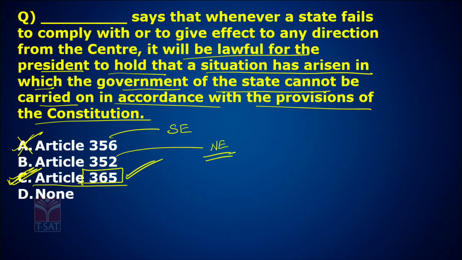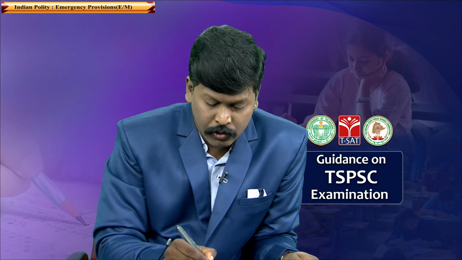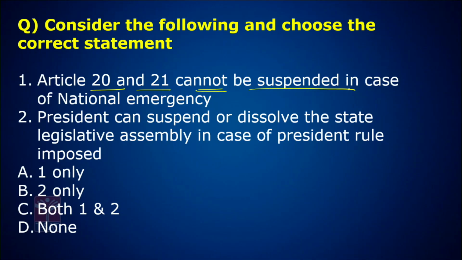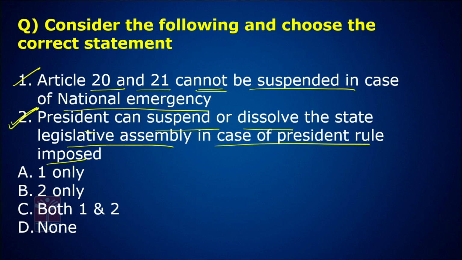This is very important. Consider the following and choose the correct statement. Article 20 and 21 cannot be suspended in case of national emergency. You all know this is correct. President can suspend or dissolve the state legislative assembly in case of president rule. Very, very important. This is also correct. Many people think that president only can dissolve the assembly. No, he can also suspend it for a temporary period. Okay, the answer is C.